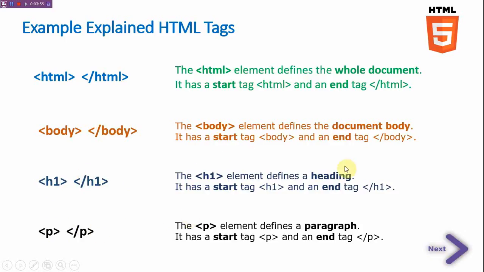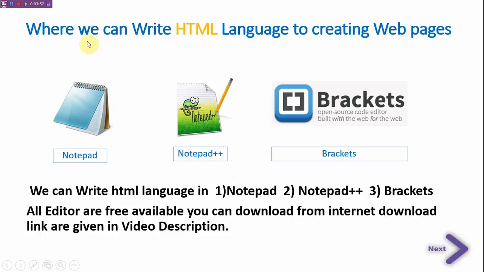With the next part we are learning where to write the HTML code. We can use Notepad, Notepad plus plus, and Brackets. These three things we can use to write HTML code. Notepad is available in Windows. Notepad plus plus and Brackets, these two we can download from the internet as freeware. You can download and use them to write your own code. We are using Notepad plus plus throughout this course.